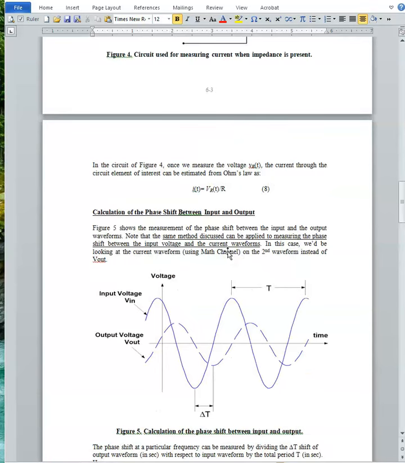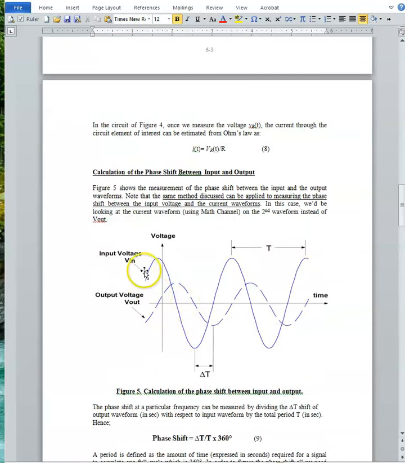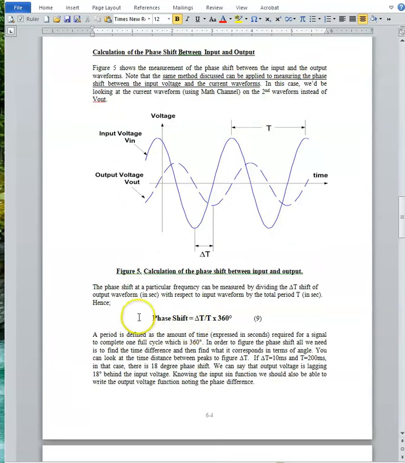If the circuit is purely resistive, the input voltage and the output voltage would be in phase. Now over here it is showing that the output is a delayed version of the input, so it is basically shifted. So it is actually delayed. And here is the theory on how to calculate the phase shift from the waveforms.